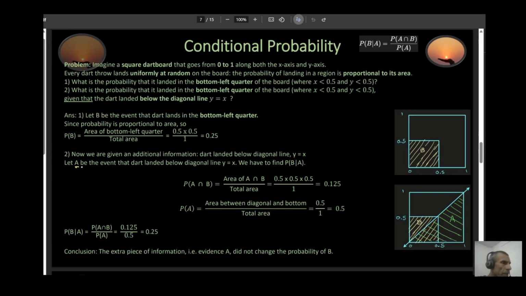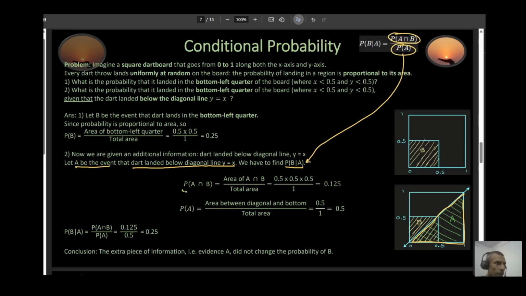Let A be the event that the dart landed below the diagonal line y equal to x. So let's say this is my event A, that the dart lands over here in this region. Now we have to find the probability of B given A. In other words, I have to use this equation to find this. In order to find this, I need to know the probability of A intersection B, and I have to know the probability of A. So let's find the probability of A intersection B.